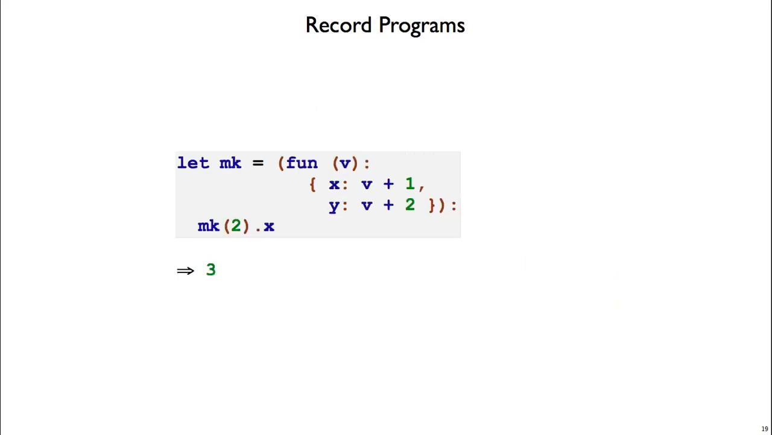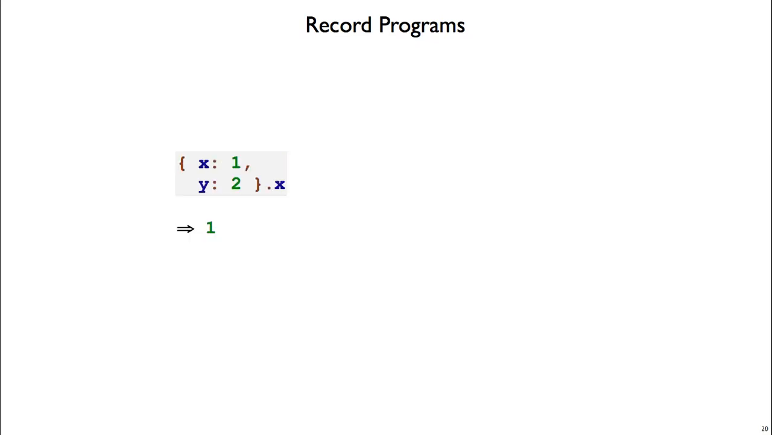A record itself is an expression. It can appear anywhere that an expression is allowed, including inside of a function body. So here we make a function mk. Mk creates a new record for us using its argument v to set the values of the fields. So when we do mk of 2 and we access the field x, we get back 2 plus 1, so that's 3.